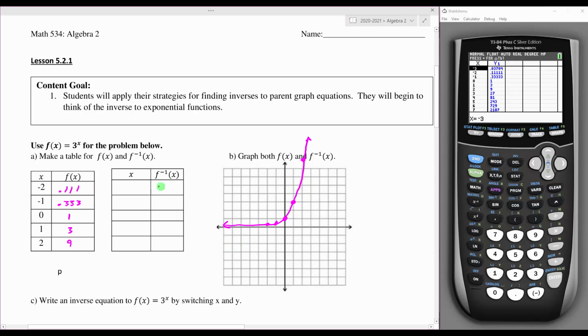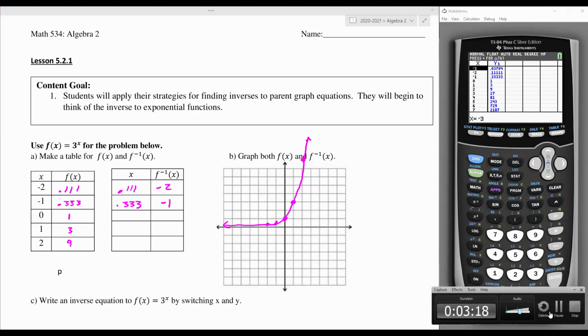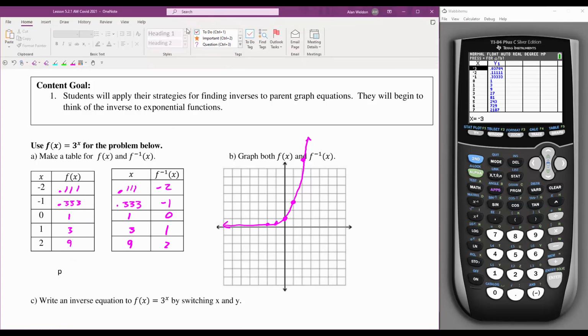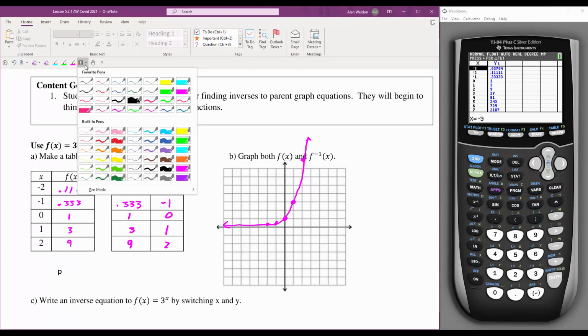So now I'm going to go back and get my inverse, and remember for the inverse table all we have to do is flip-flop the points. So this is going to be 0.111 and -2. This will be 0.333 and -1. And then we're going to have 1, 0, 3, 1, and 9, 2. So again, just to get that table, all I did was flip-flop the points that we have there. I'm going to switch colors here, and we'll get the inverse graphed on this coordinate plane that we have.